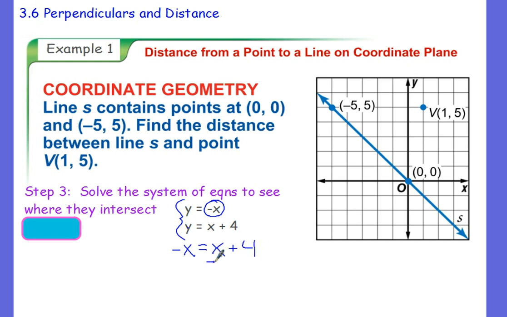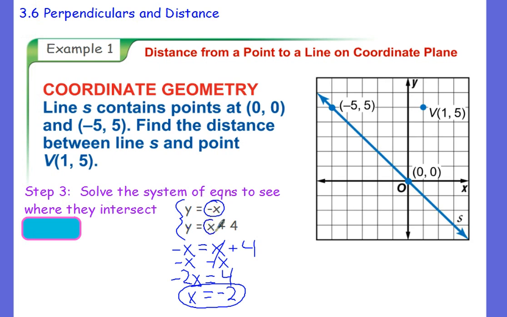I'll subtract x from both sides. Negative x minus x would be negative 2x equals 4. Divide both sides by negative 2, so x equals negative 2. All right, so there is my x value. Now we're solving the system, so I also need a y value because we're looking for their intersection point, which is a coordinate. So go ahead and take that x value and plug it back into one of your original equations. It doesn't matter which one.